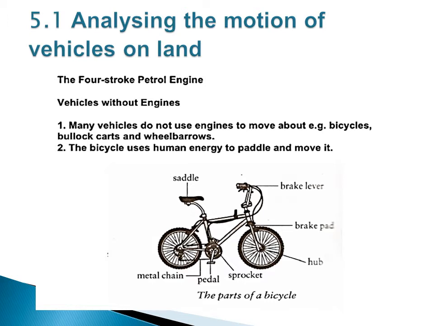So when you pedal your bicycle, automatically this will transfer the rotation to the hub, which is at the behind wheel. So automatically your behind wheel will rotate. So your bicycle is able to move forward.